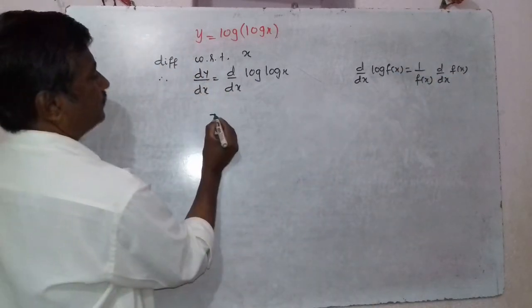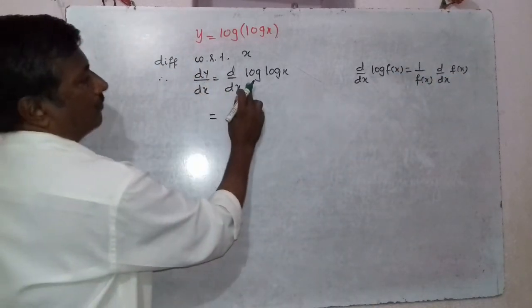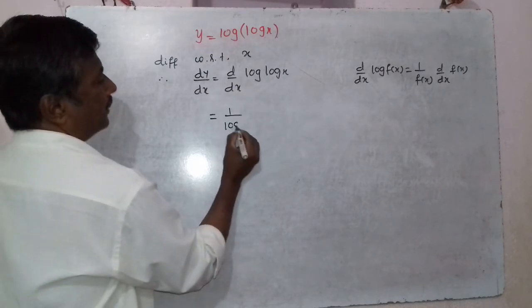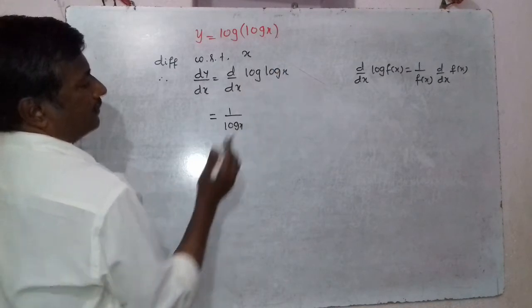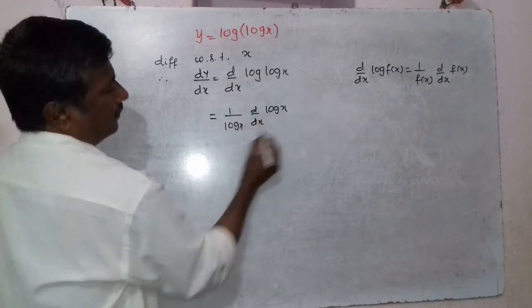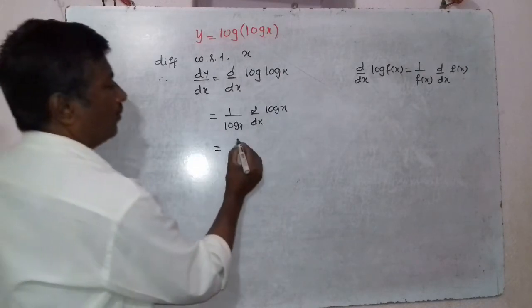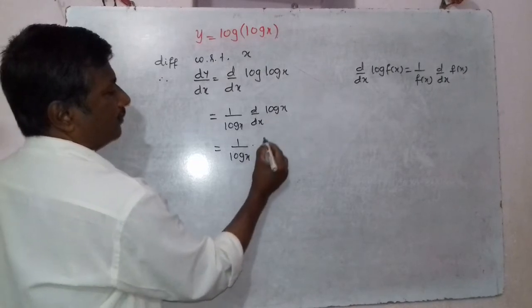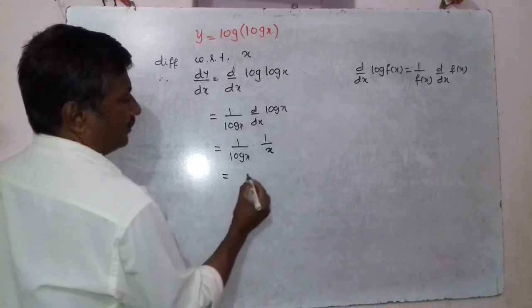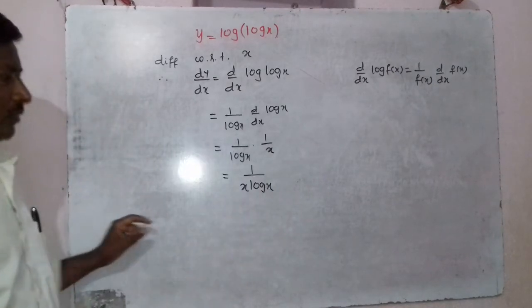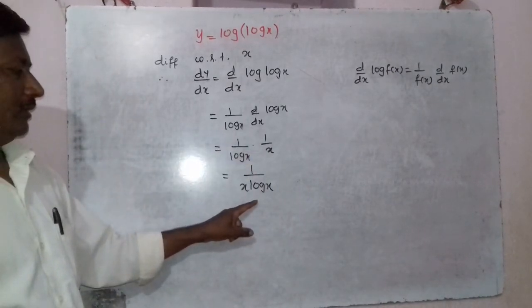This equals, first differentiate the outer log: 1 upon log x, that is 1 by fx, dy dx of log x. This equals 1 by log x, and the derivative of log x is 1 upon x. This equals 1 upon x log x.